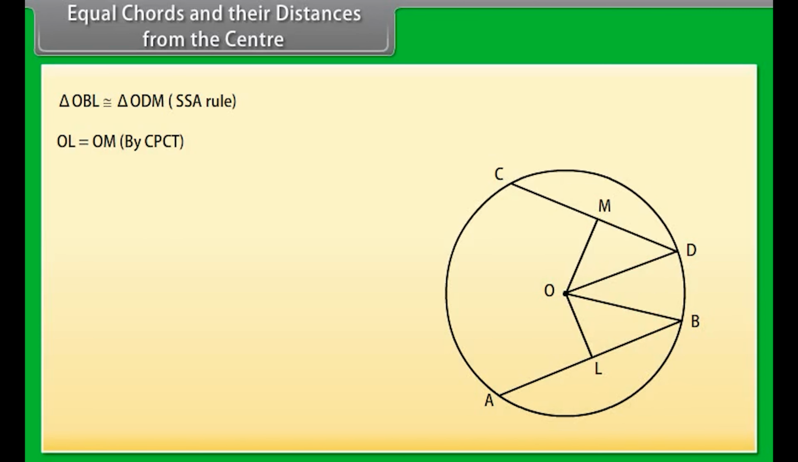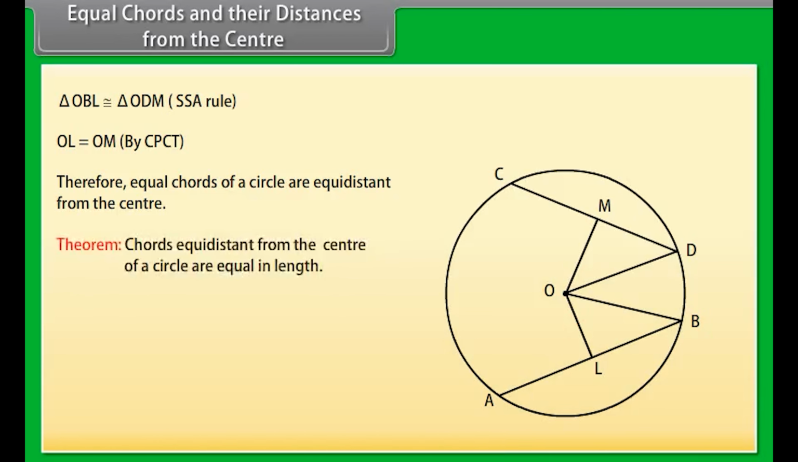This implies that OL is equal to OM by CPCT. Therefore, equal chords of a circle are equidistant from the center. The converse of this theorem says that chords equidistant from the center of a circle are equal in length.